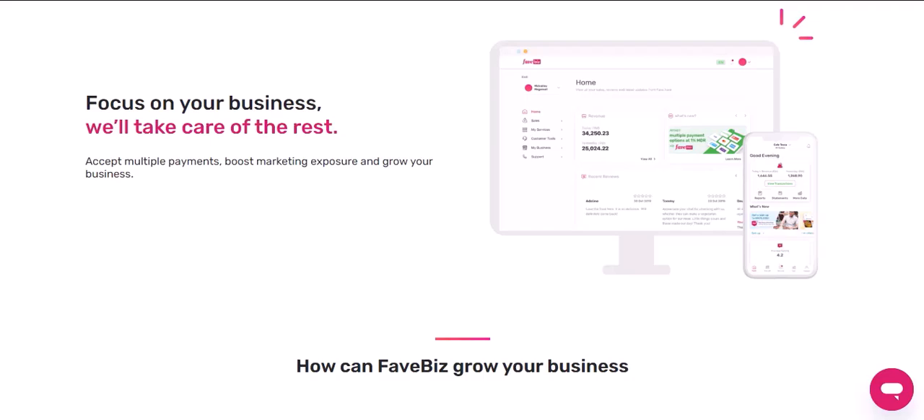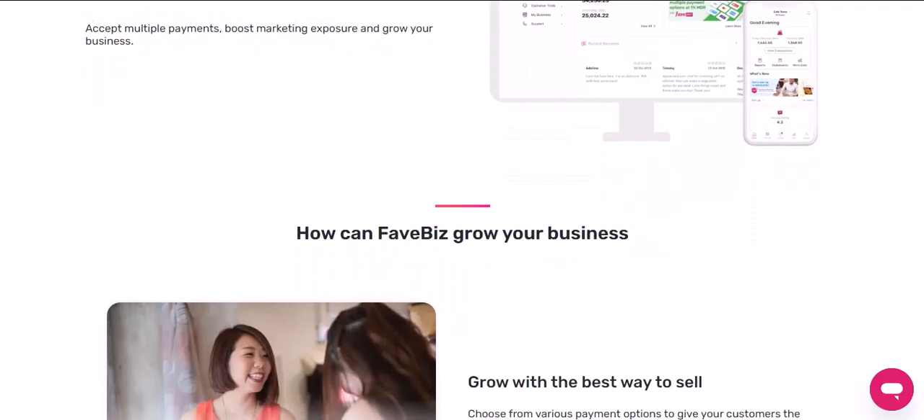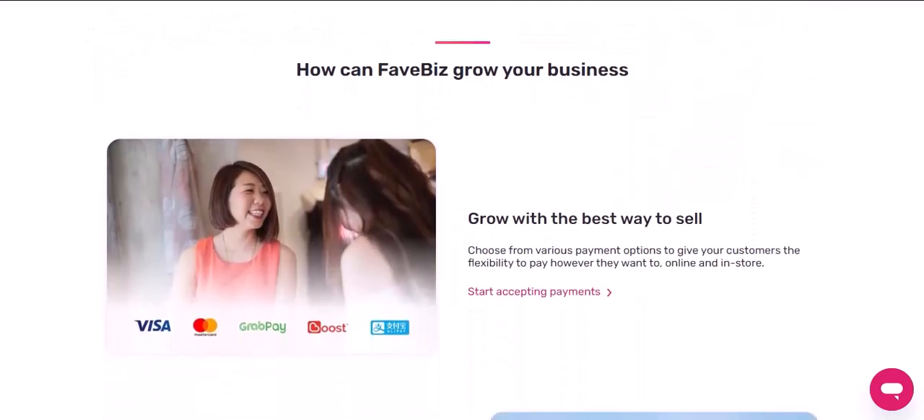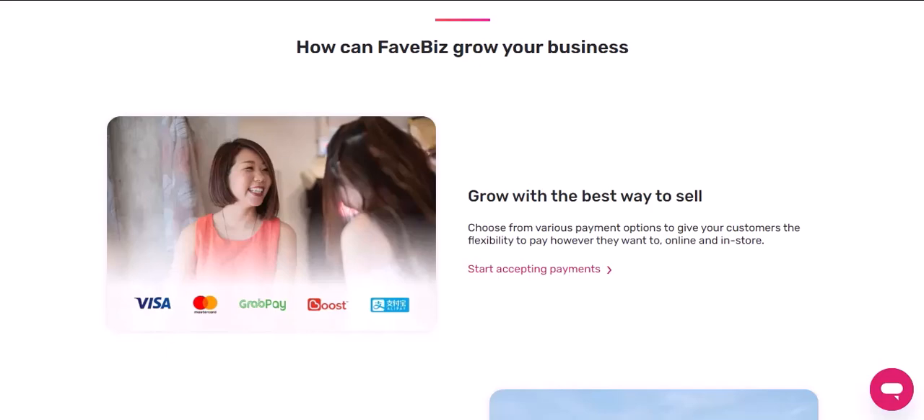How does FavePay handle the cashback? Discuss how FavePay collects the cashback from merchants and processes it. Explain the steps involved, such as reconciliation and verification. Highlight FavePay's commitment to transparency and accountability in handling cashback.